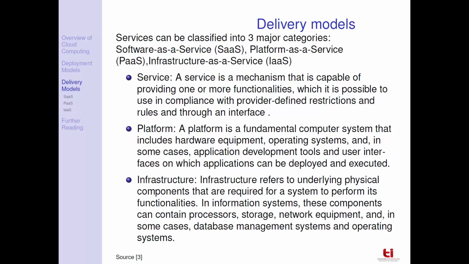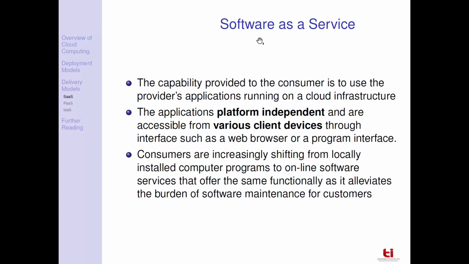Now let us see the three delivery models. First, software as a service. So the capability provided to the user is to use the provider's application running on cloud infrastructure. So when software is being provided as a service, then what is being provided to the user is the capability to use an application which is stored in one of the servers in the data center. So the application is owned and managed by the cloud computing provider.